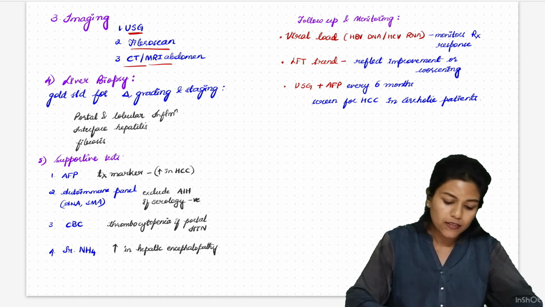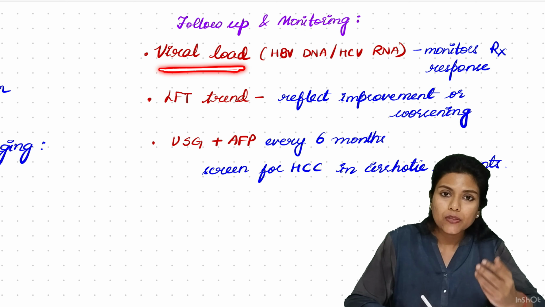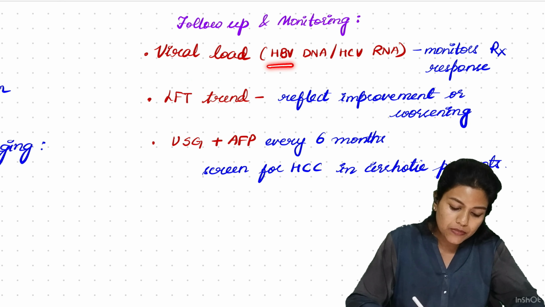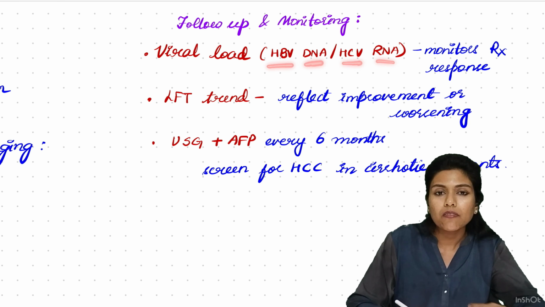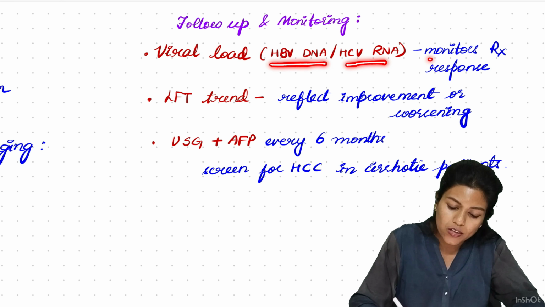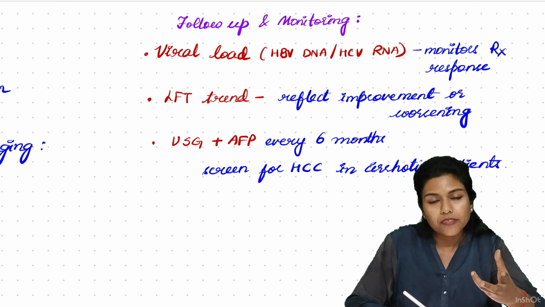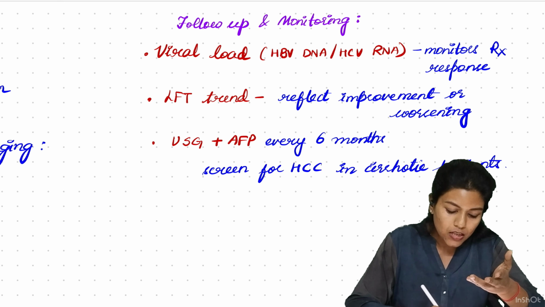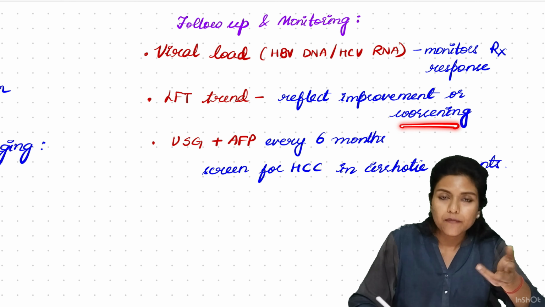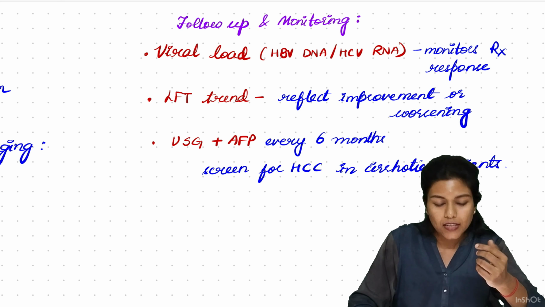Later, for follow-up and monitoring, we can assess the viral load by doing PCR or RT-PCR, which directly quantifies the HBV or HCV DNA and RNA. It will directly quantify the viral genome: DNA for hepatitis B, RNA for HCV. It will monitor the response to treatment, and you can also monitor the LFT over time. Serial LFT monitoring can be done to know the trend, how it reflects improvement or worsening. When you start the treatment, is it improving or worsening? You can monitor by this LFT.